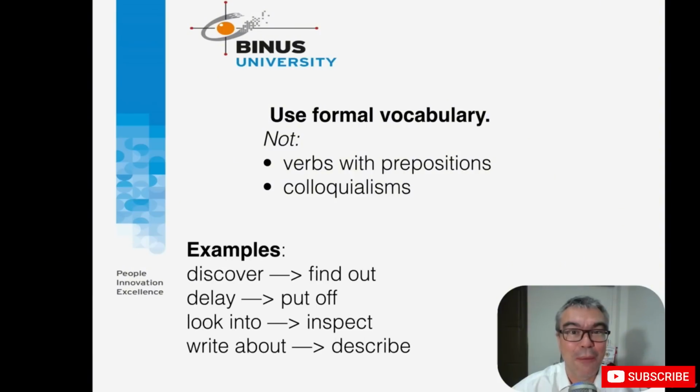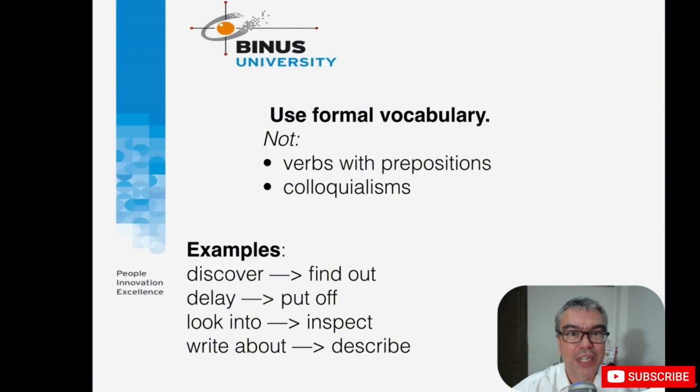Let's show you some examples. With these examples, I've shown you the formal and informal alternatives. We have discover, which is better than find out. We have delay, which is a better choice than put off. Turning the examples around, we have look into versus inspect. Which one is better? Inspect, of course, is better.